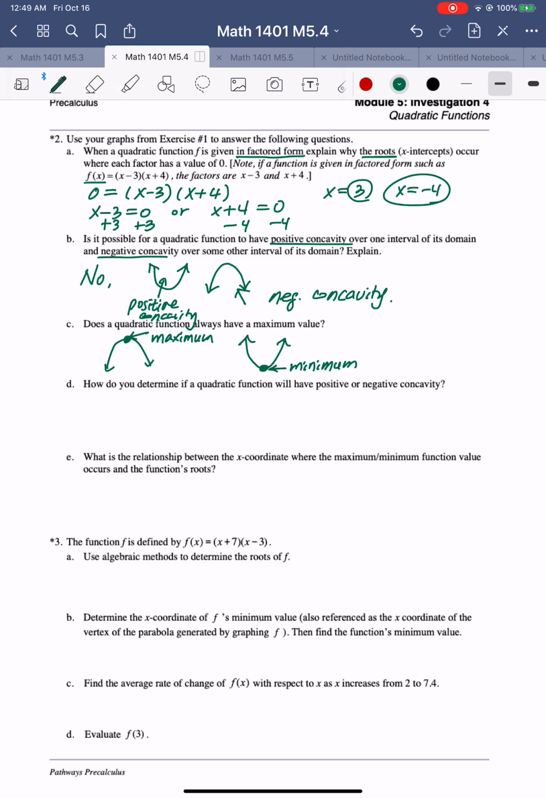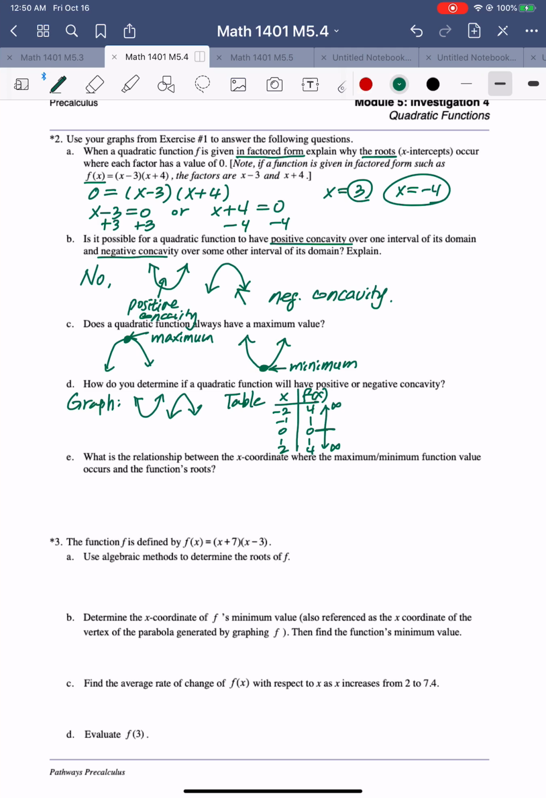D. How do you determine if the quadratic function will have a positive or negative concavity? As a graph, you can see it, whether it's going up or down. As a table, you just need to fill in the table. If you use the numbers -2, -1, 0, 1, and 2, and it's concave upward, which is a positive concavity, you get 4, 1, 0, 1, 4, which means from the vertex, it goes to positive infinity on both sides.